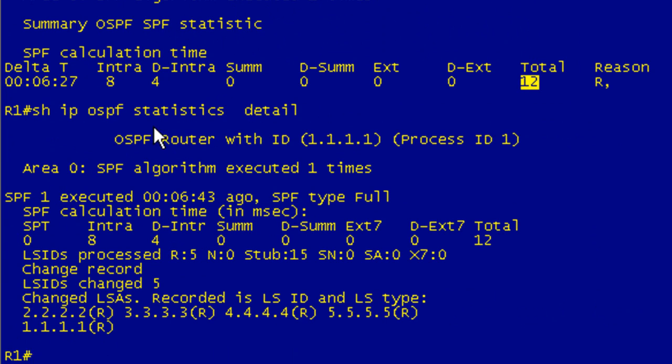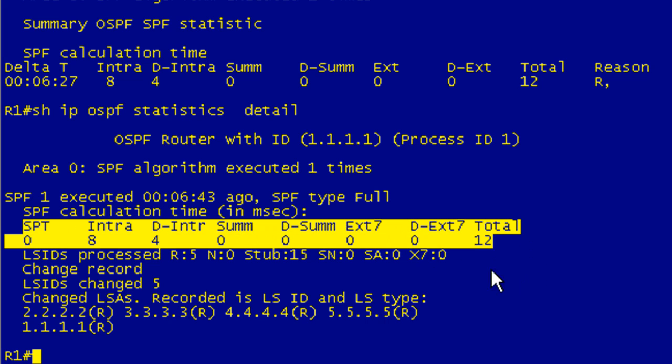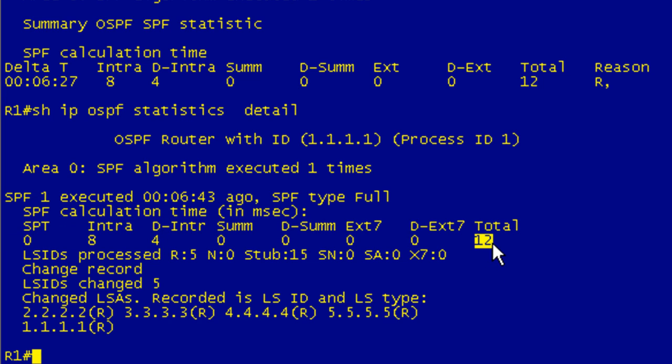And you can see it's the same information here. We only have one SPF instance, so it's only going to show us the one, but it shows us the same stuff. Now it's 6 minutes and 43 seconds ago. SPF type is full, and we expect this, A, because this is the first time it was run, and B, because we don't have incremental SPF enabled. And you can see here it's the same detail that was up here. See our 12 milliseconds.